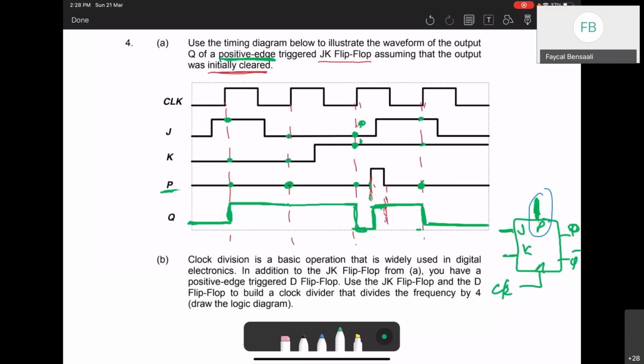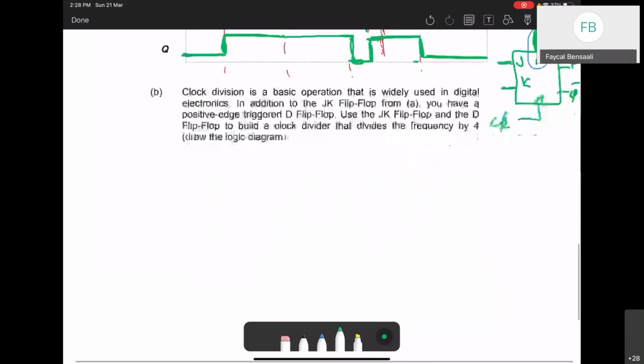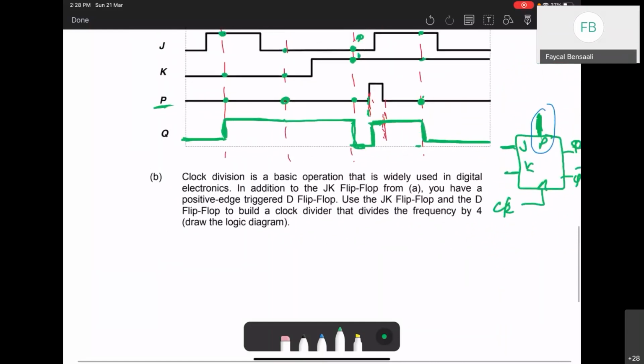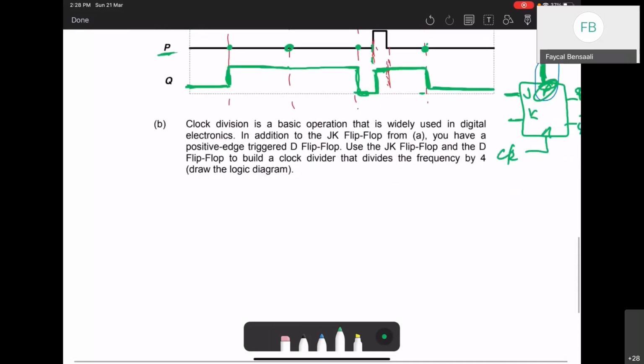It's clear. So it's a normal JK flip-flop, but we need to check the preset. If there is a preset, we forget about the clock, we forget about the J, we forget about the K. It just goes to 1. If this was a reset or clear, then again we forget about all other inputs, J, K, and clock. We just go to 0 whenever there is a clear signal.